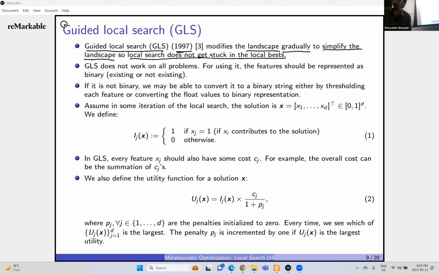Okay. GLS does not work on all problems, at least as much as I understood when I studied the algorithm. For using it, the features should be represented as binary. So whether the feature exists or not, 0, 1, right? When you have the features binary 0, 1, it means that specific feature exists or not. Do you understand what I'm saying?